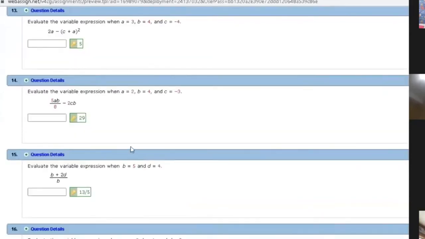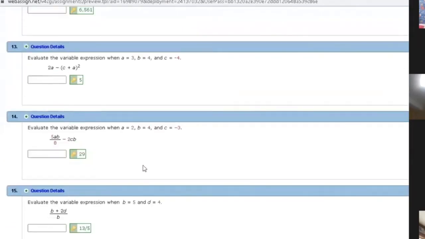Then we went into evaluating. And with evaluating, basically, we have an expression, right? And they're giving us what those variables are. So if we look at number 13, we have 2a minus c plus a squared, and they tell us what a, b, and c equal. So all we have to do is plug in the given value for a, b, and c. We plug that into the equation.